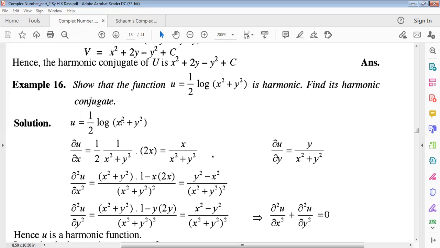Again, differentiation of x square plus y square: x square gives twice x, plus 0, because y is constant in partial differentiation. So we get only x divided by x square plus y square. This is the first partial differentiation of u with respect to x. Similarly, partial differentiation of u with respect to y will be y divided by x square plus y square.